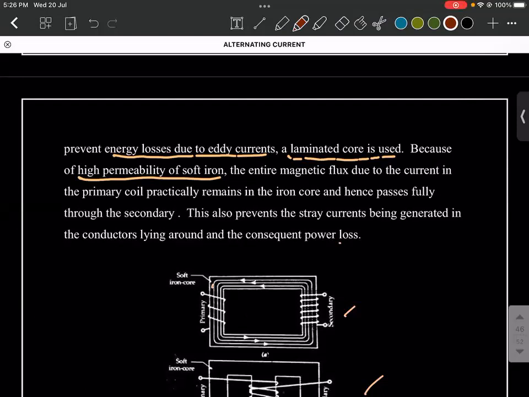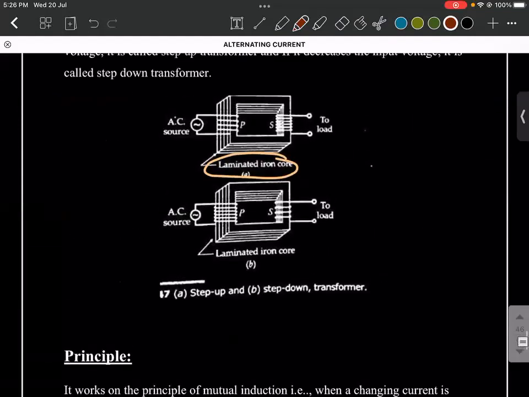What will happen is the entire magnetic flux that is linked with the primary coil will get connected to the secondary coil. In the sense, when the alternating current is passing through it, what will happen to the direction of current on the primary side? It keeps changing. When the direction of current is changing, what will happen to flux? That will also change. And due to the change in flux, there is an EMF induced in the neighboring coil, that is the secondary coil.